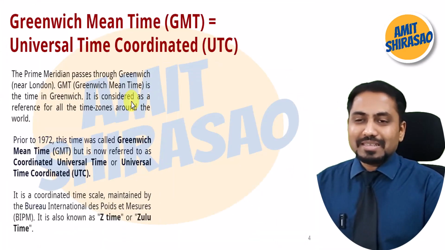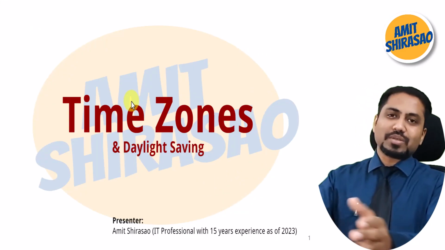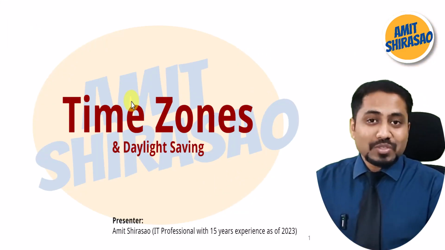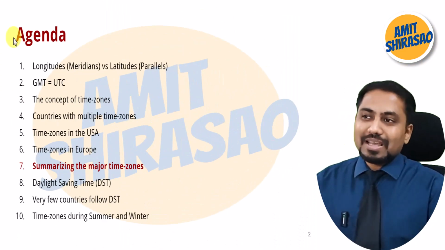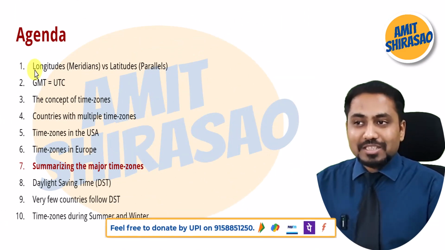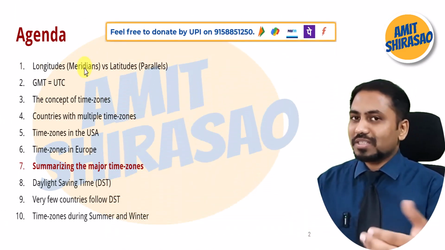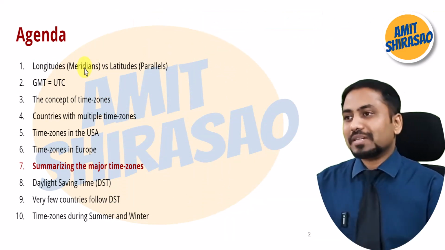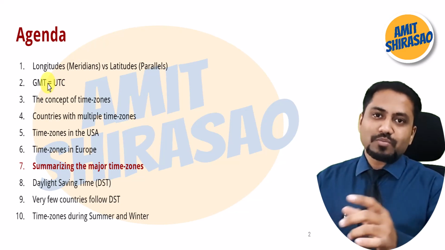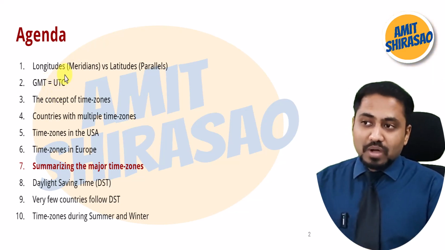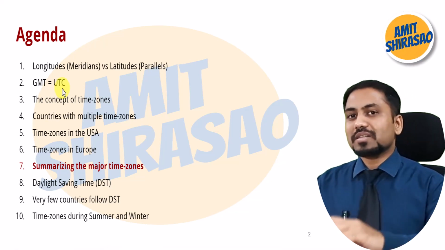who normally see the Discovery Channel and the Nat Geo channel, this is where we start. What are time zones and daylight saving? The agenda is, I will discuss what is latitude, what is longitude. Latitudes are also called parallels, longitudes are also called meridians. What is the whole concept? Why did it come into existence? Then what is GMT? That is Greenwich Mean Time. And after 1972, it is now called UTC, that is Universal Time Coordinated.